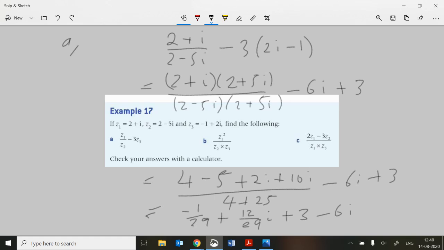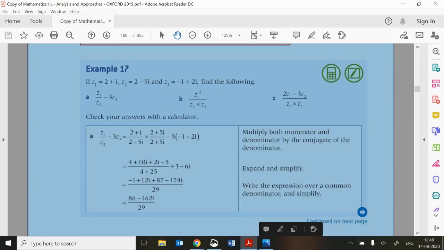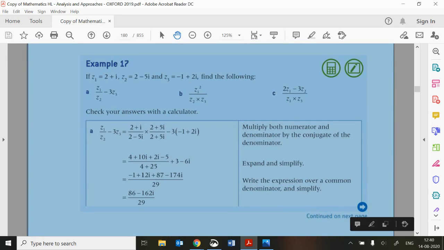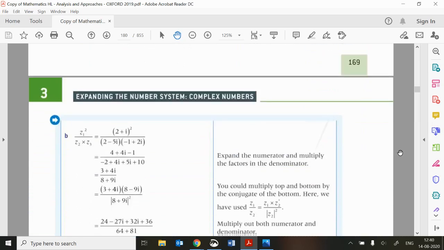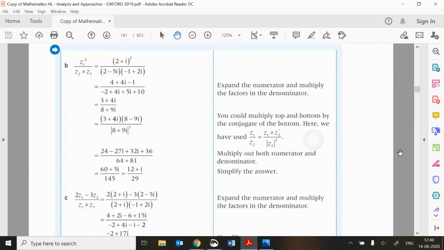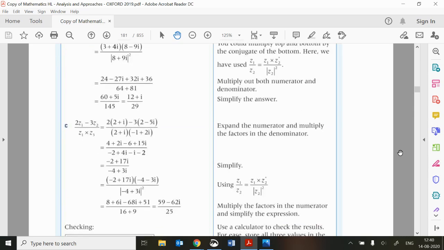Okay, so next question, and you can see what they've done there. And I'm not going to take the other ones forward, but you can see what they've done for part B. The answer should be 12 plus i over 29, or 12 over 29 plus 1 over 29 i. And you can see what they've done for C as well. It's pretty straightforward stuff.